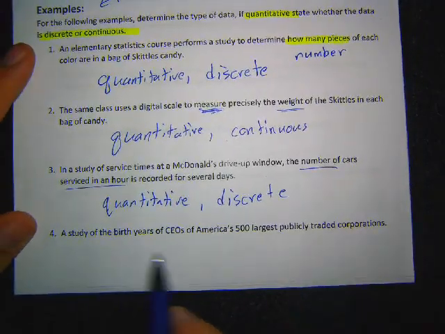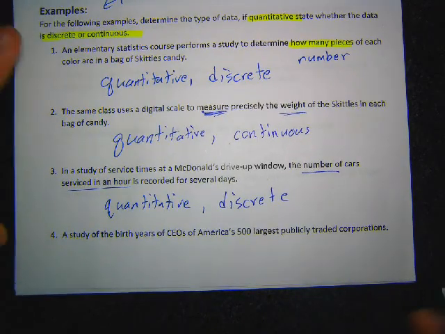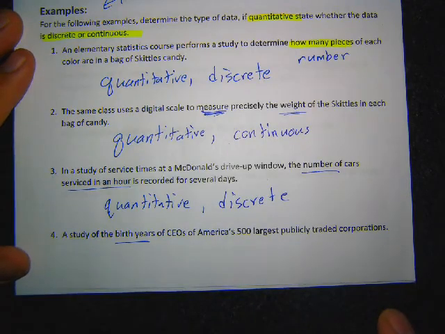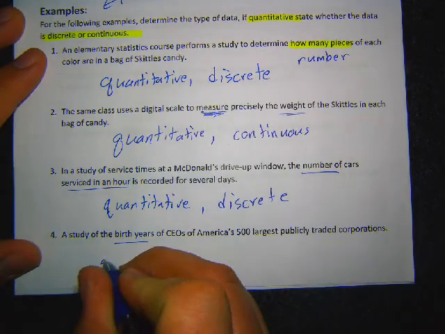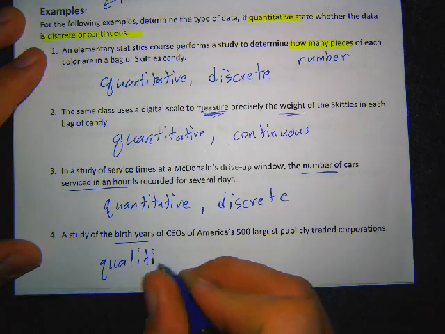Study of birth years of CEOs of America's 500 largest publicly traded corporations. So this is birth years. We're looking at what year they were born. That is a number, but in this case, the number is actually being used as a label. It's just labeling a specific year. It's not something we're counting. It's not something we're measuring. We're just saying, what year were they born? This is just a numerical label. So in this case, this is actually going to be qualitative because it's just a label.